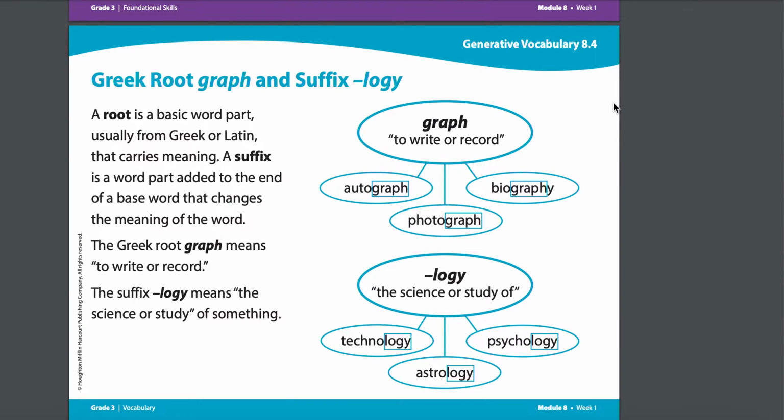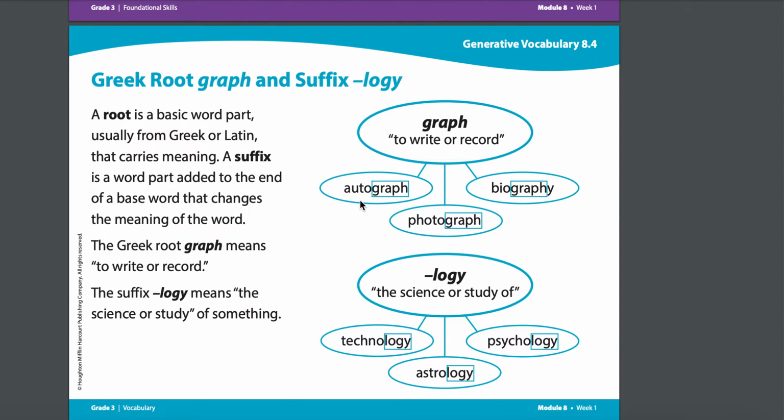So now that we've gone through prefixes and suffixes, let's jump to learning the Greek root graph and the suffix logi. So a root is a basic word part. It's usually from Greek or Latin, and it always has a meaning. A suffix is the word part added to the end of a base word that changes the meaning of the word. So look down here. We have the Greek root graph, means to write or record. We're going to jump up here to some examples. So like it says, graph means to write or record.